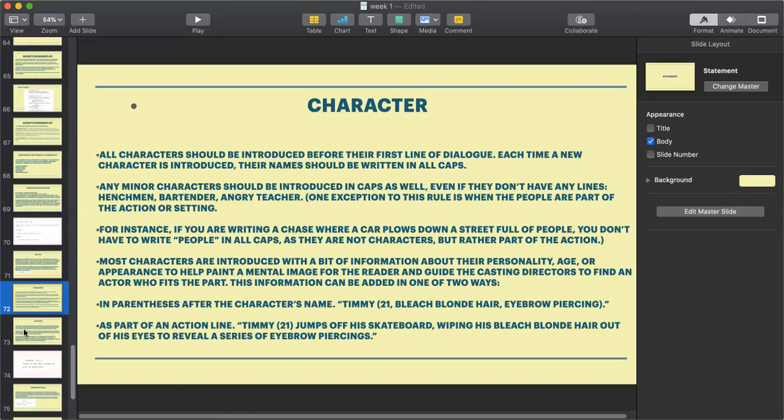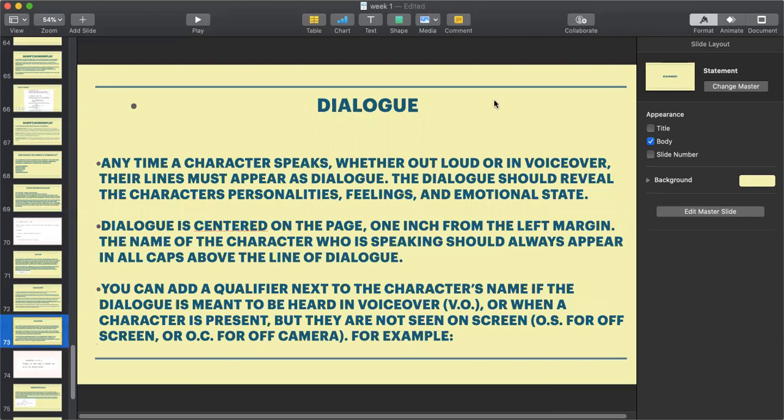All right. Next comes the dialogue. Anytime a character speaks, whether out loud or in voiceover, their lines must appear as dialogue. The dialogue should reveal the character's personality, feelings, and emotional state. Dialogue writing, we will be doing in a separate class. I think more than one class, to actually know how to write dialogue, because it's very important.